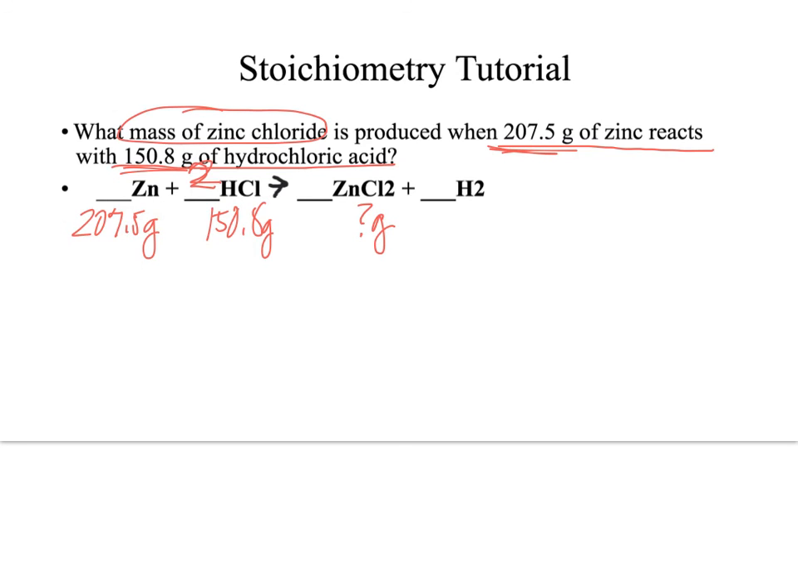So I'm going to work the problem once using zinc and solve for zinc chloride. And then I'm going to work it the second time using the HCl and solve for the zinc chloride. And then whichever gives me my smallest answer is going to be the correct answer, because once we run out of one of the reactants, we can't keep making product. And then whatever gives me that smallest answer becomes my limiting reactant.